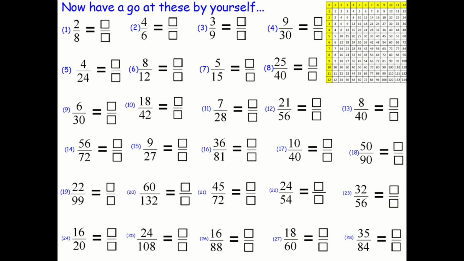I will show you the answers now. So the numbers in red are those fractions in their simplest form. Well done for having a go at those.